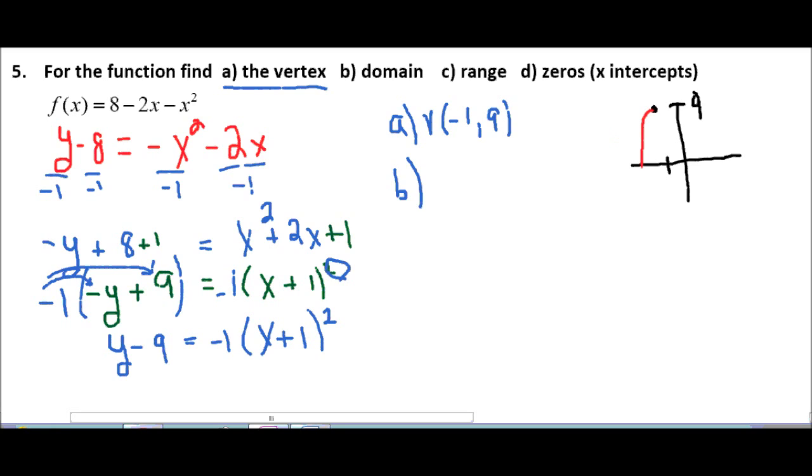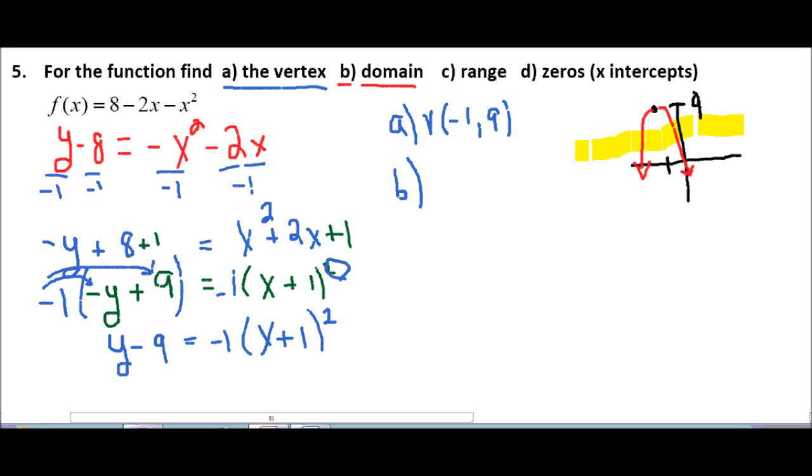Like I said, this is just a really rough sketch just to demonstrate some information here. So now let's talk about the domain. The domain happens when you follow the graph from left to right. Remember we talked about this the other day in class. The parabola keeps getting wider and wider forever, so eventually it's going to cover everything from left to right.